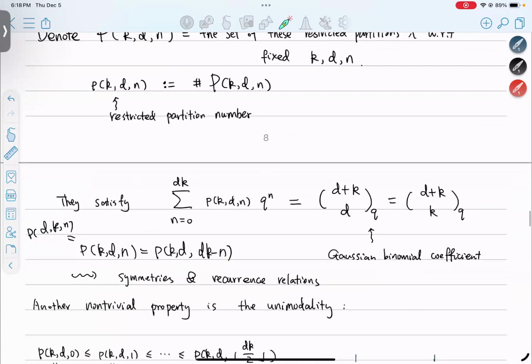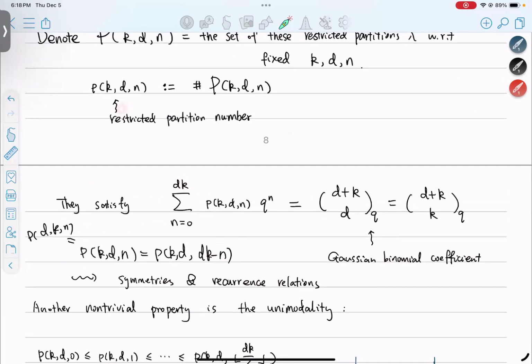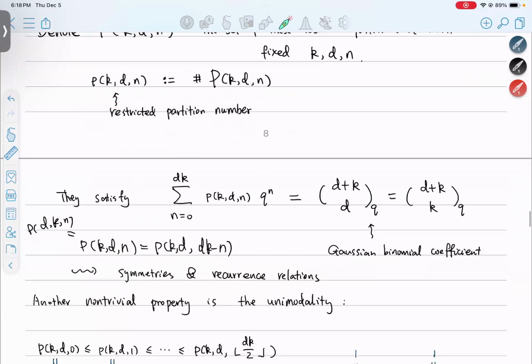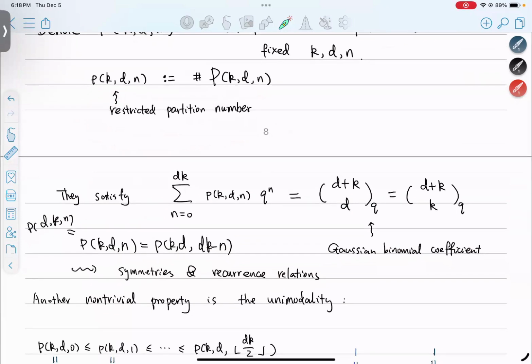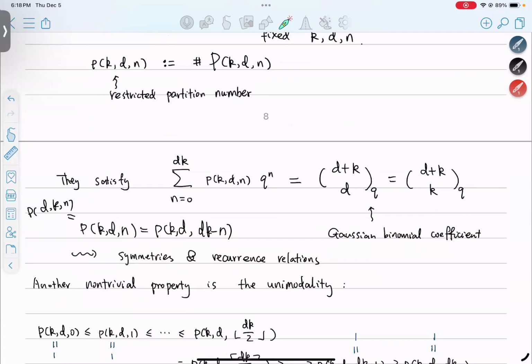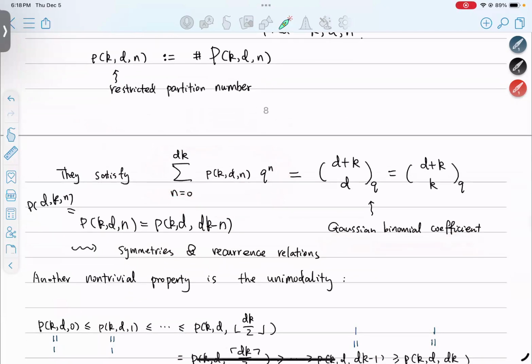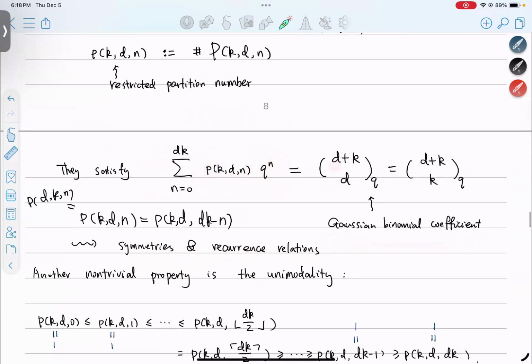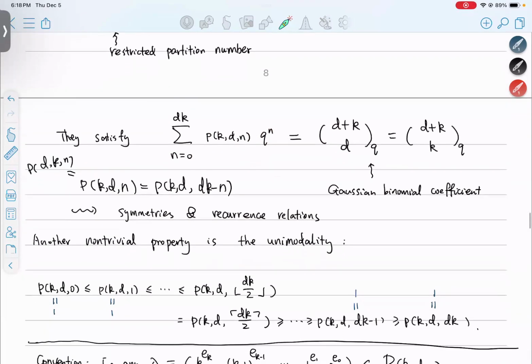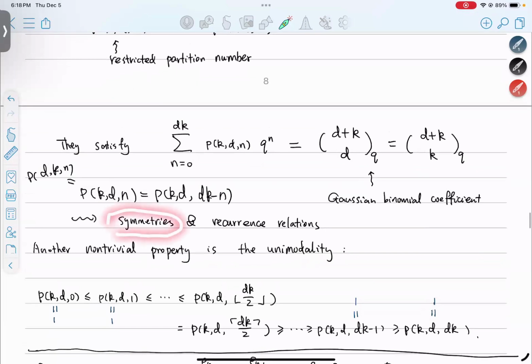This number is very important in combinatorics. I know very few combinatorics, I just checked the literature and found that this number satisfies the following properties. First there's a generating function. The generating function is the so-called Gaussian binomial coefficient. In particular, if you let q be 1, then the sum of all restricted partitions is equal to d plus k choose d, a binomial coefficient. And they satisfy the same symmetry as the binomial coefficient.